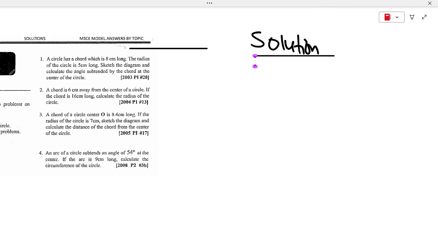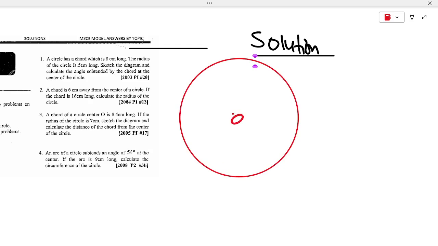So they're saying an arc of a circle, so you draw a circle first of all, like this one. Then this is the center, right?